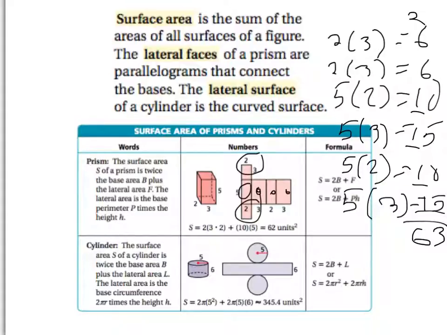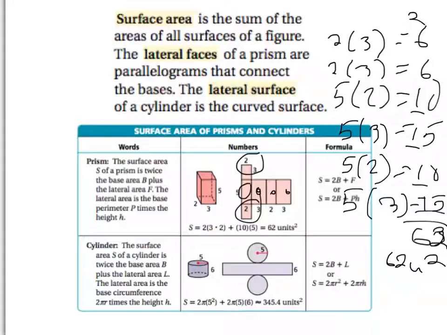Let's check. 6 plus 6 is 12. 12 plus 5 is 17. 17 plus 0 is 17. 17 plus 15 is 32. So there's my mistake. So this should be a 2. So we have the area of that to be 62 units squared. So that's one way that we can do it.